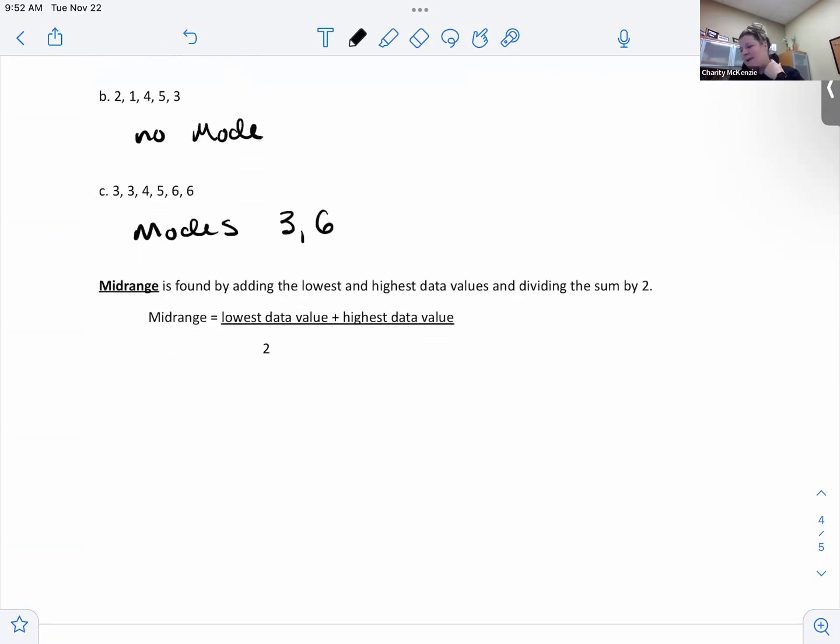Mid-range. Now the mid-range is our lazy way of finding the middle. All we do is take the highest and the lowest, add them and divide by 2. Highest number, lowest number, add them up, divide by 2. What could go wrong? I mean, that's amazing, quick, easy. What could go wrong is this could be an outlier. This could be an outlier. So it's thrown off big time by outliers. So you have to be careful of that.